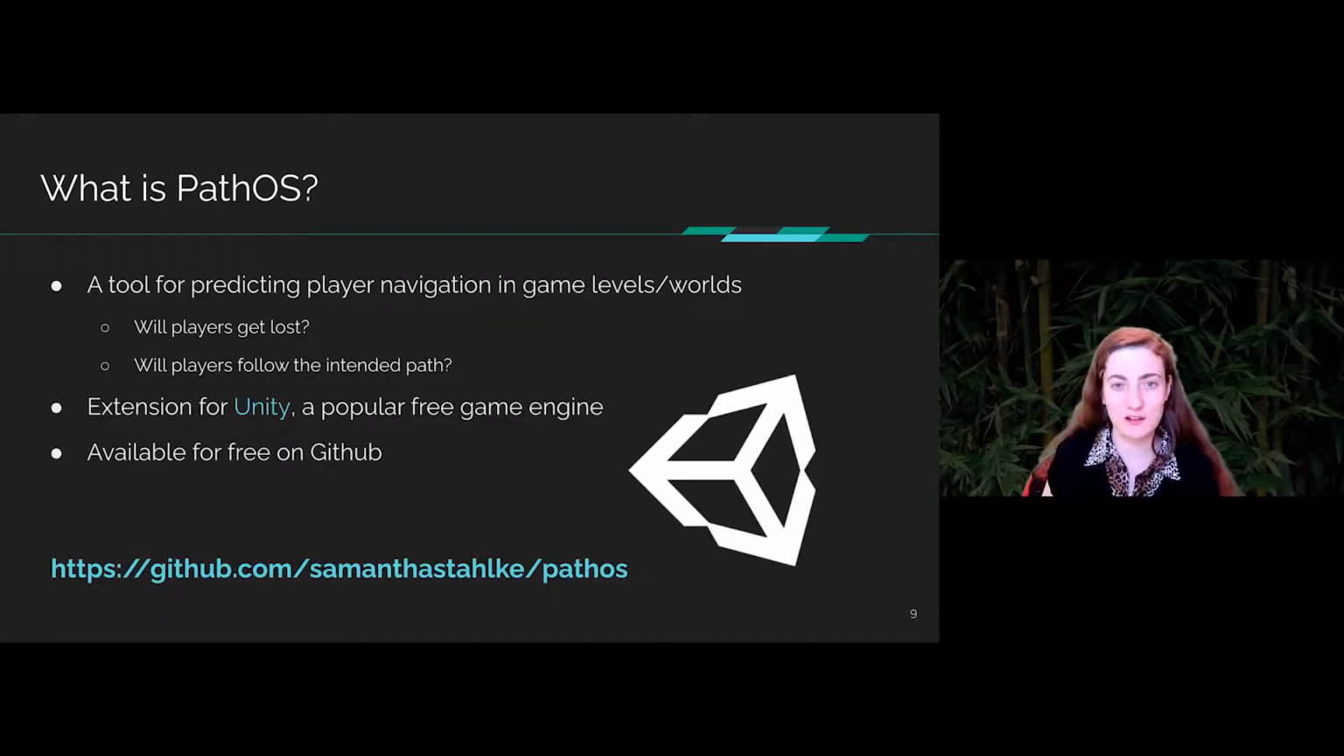PathOS allows designers to simulate player navigation in 3D game environments with AI agents. We want our tool to help designers answer questions like whether players will get lost and quickly compare player pathing between alternate versions of level geometry. PathOS isn't meant to replace human testing, but rather provide some approximate data without the time and expense of a full playtest. For instance, PathOS might help in between playtest iterations while refining level design.